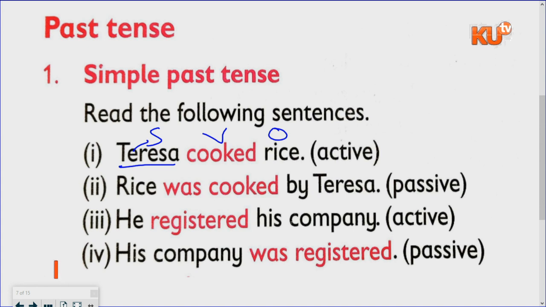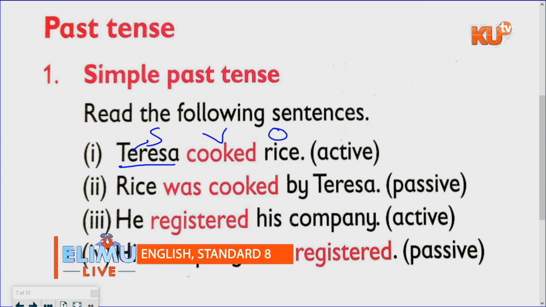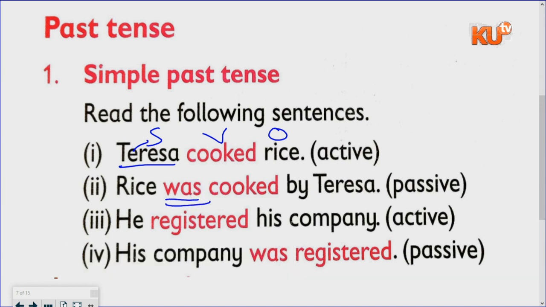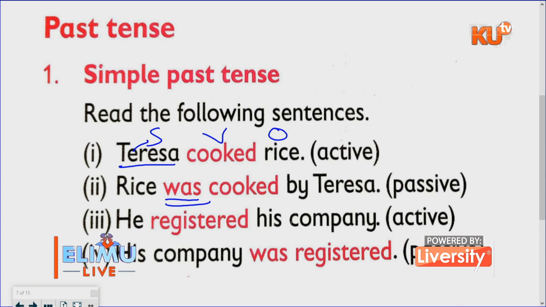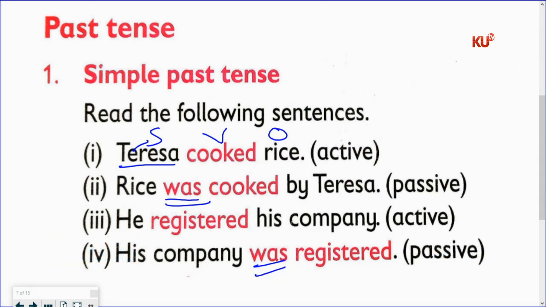Let's look at how that sentence changes. Rice was cooked by Teresa. Simple past tense. Teresa cooked rice. Rice was cooked by Teresa. So you use was when changing simple past tense into passive voice. He registered his company. It is in simple past. His company was registered. Was helps you to change from active voice to passive voice well.